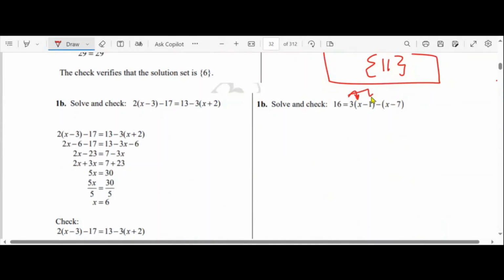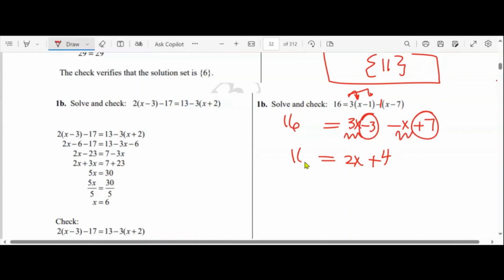Here, what should I distribute the 3 how many times? 2. So you get 3x minus 3. And here, imagine there is 1 here. So you're going to get negative x plus 7 equal what? 16. Now you're going to combine all the x's together. What are you going to get? 2. And then combine negative 3 with positive 7. Equal what? 16. Move the 4 to the other side and you get what? 12. 12 equal what? Divide by 2 and you get 6.